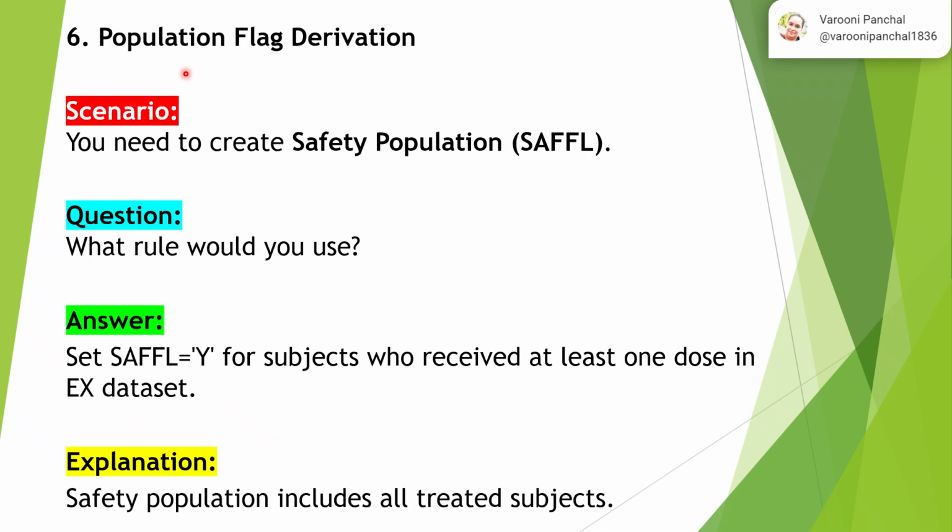Number 6, population flag derivation. Scenario. You need to create safety population SAFFL. Question. What rule would you use? Answer here is, you can set SAFFL equal to Y for subjects who received at least one dose in the EX dataset. Explanation here is, safety population includes all treated subjects.